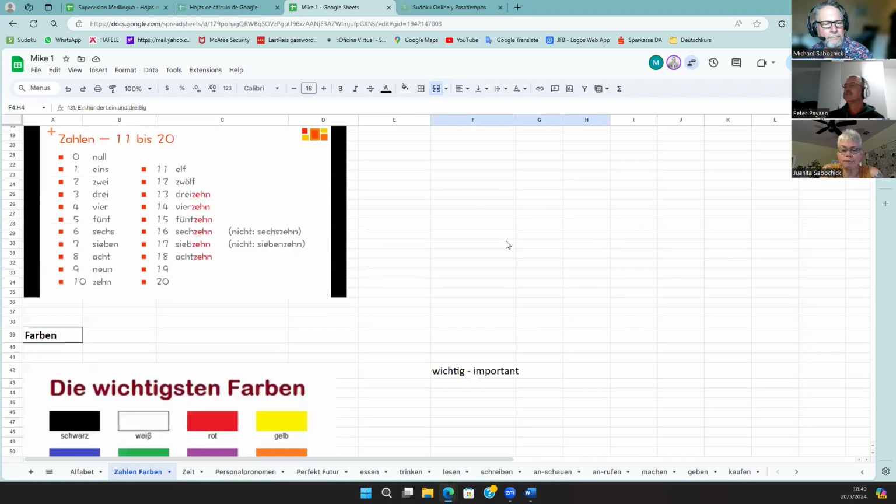Okay, so we got this beautiful chart right here. And it says the 16 is not sechszehn, but you drop the S. So that's where you got sechzehn. And for your 17, it's not siebenzehn, it's just siebzehn. And all the others are your basic number, okay? All right. So you got your numbers pretty well down.